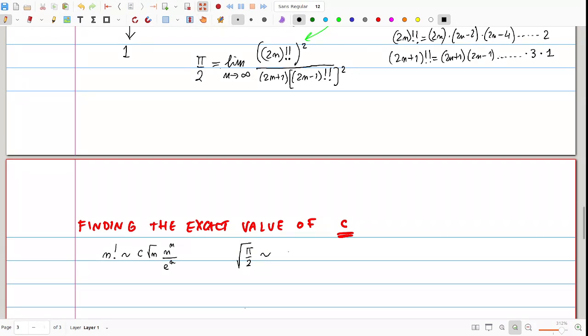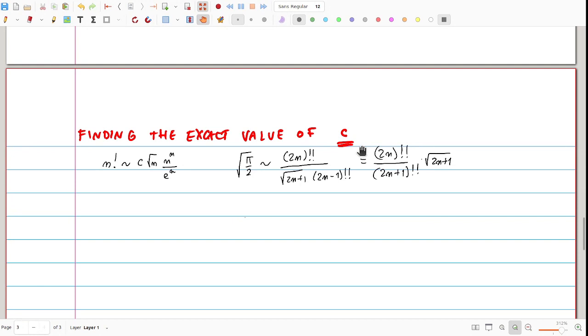asymptotic to this ratio: 2n semi-factorial divided by the square root of 2n plus 1, and here we are left with 2n minus 1 semi-factorial. Or maybe we can write it like that. I maybe prefer to have 2n plus 1 semi-factorial. So if you divide and multiply by 2n plus 1, you get here the square root of 2n plus 1.